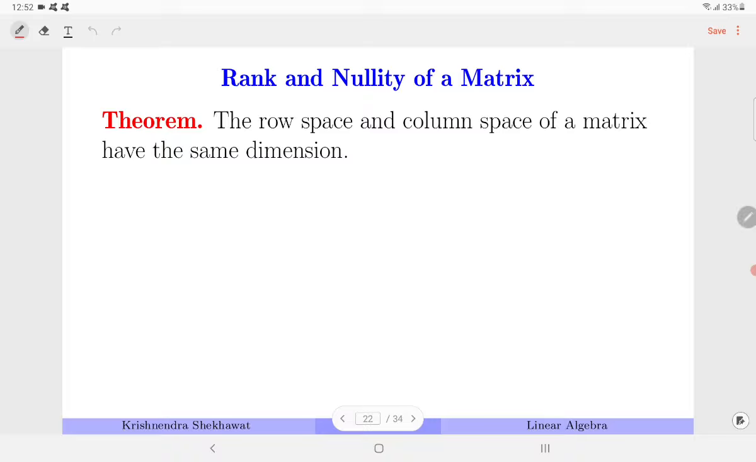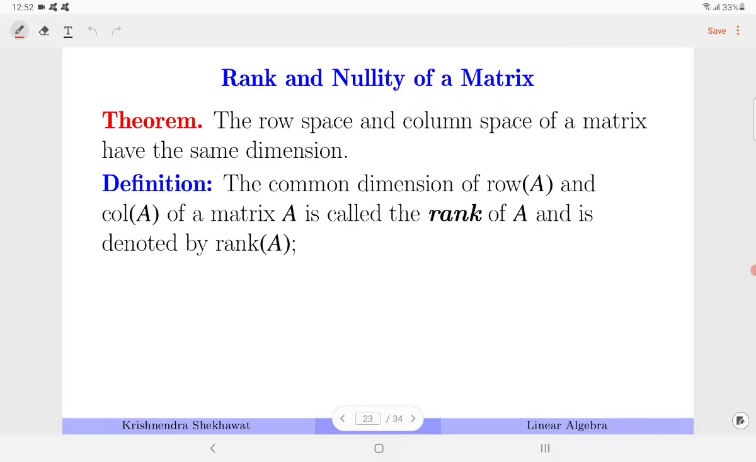So the row space and column space of a matrix have the same dimension. Why do they have the same dimension? Because the row space comes from the non-zero rows, which means all the rows having the pivot entries, and similarly the column space also corresponds to the pivot columns. So the number of pivot entries is equal in both cases, and therefore they have the same dimension.